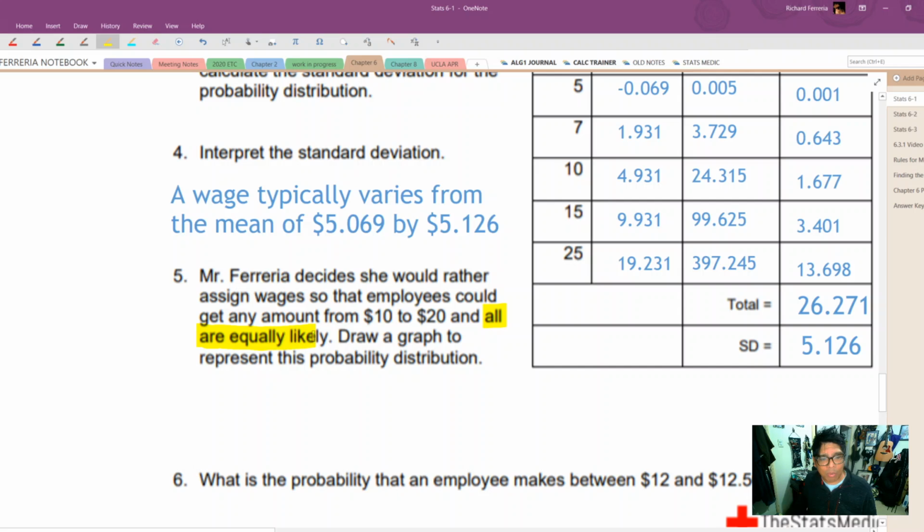So that means that we're not just looking at wages of $10, $11, $12, $15. We're also looking at wages of $10.21 or $10.996 or $15.189624. This is a continuous probability distribution. And in a continuous probability distribution, we can't make a table of all the values, so we have to draw the curve of what those probabilities will look like.